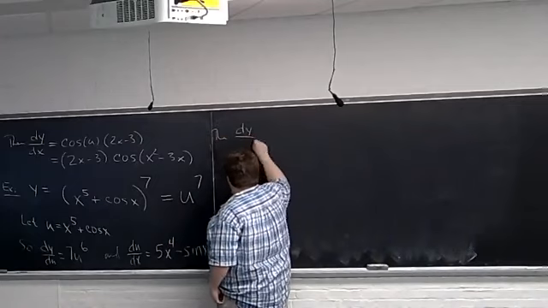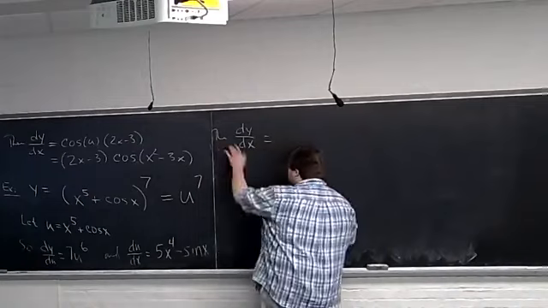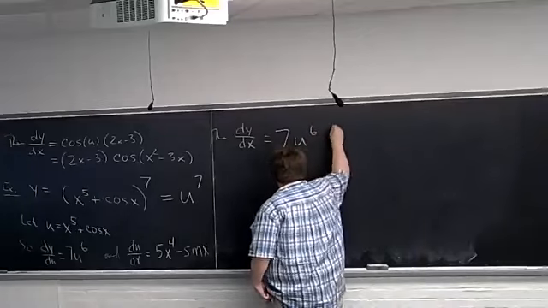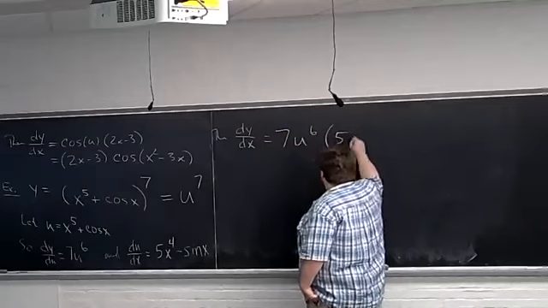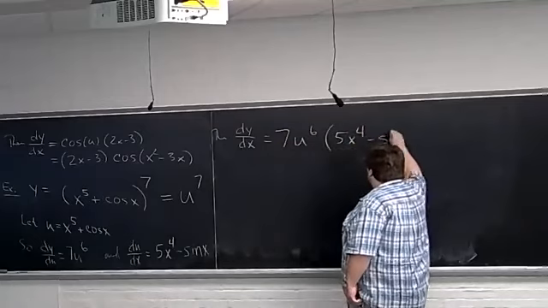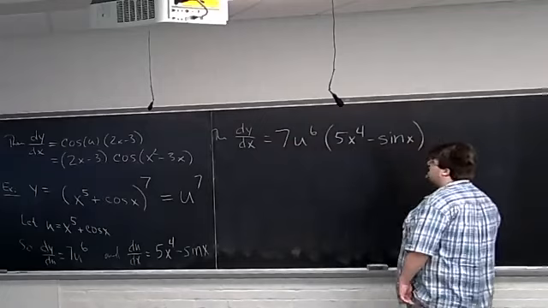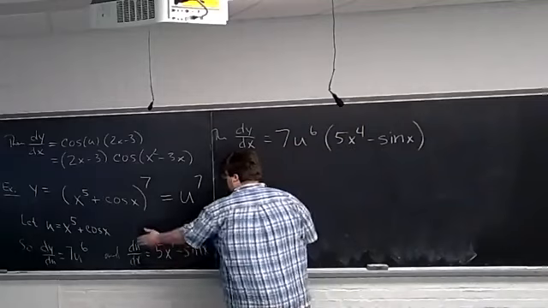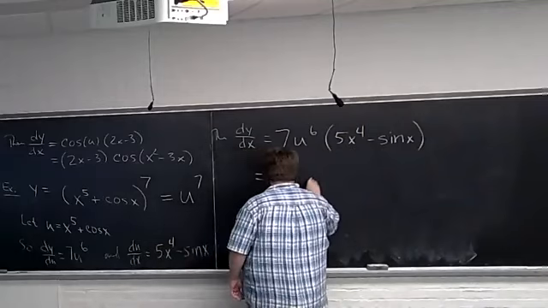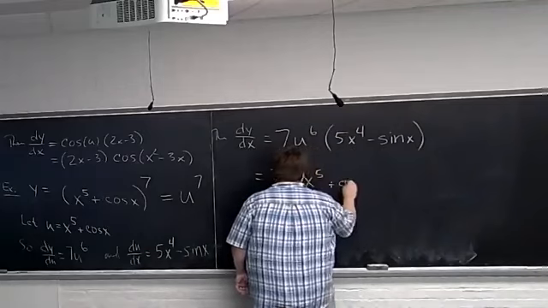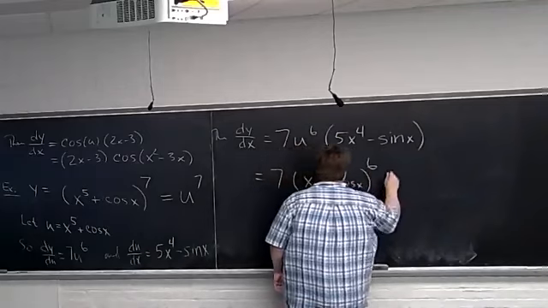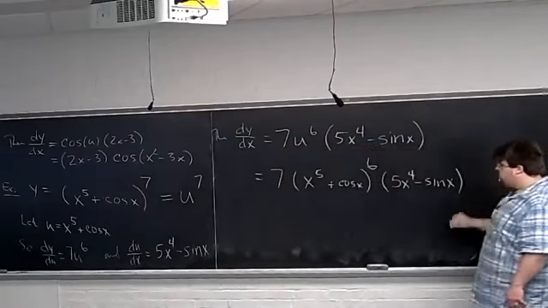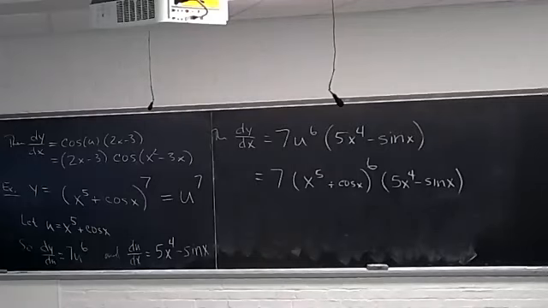Then it says dy dx is those two multiplied together. 7u to the 6th times 5x to the 4th minus sine of x. And we just want to get rid of u because we can. 7 times x to the 5th plus cosine x all to the 6th times 5x to the 4th minus sine of x.